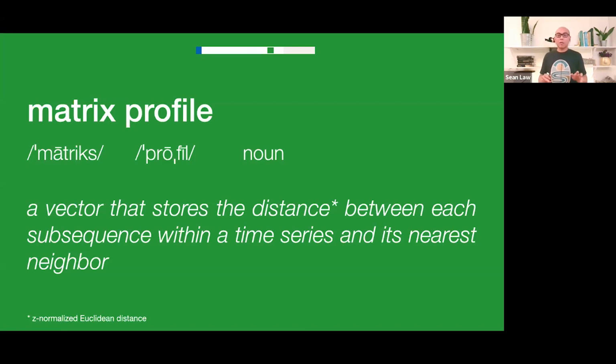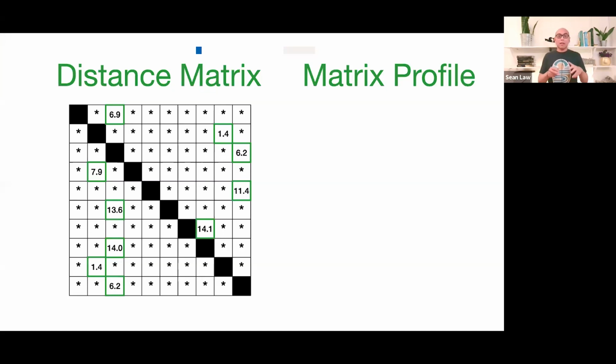I know I've said a lot of words there, but you actually know what this means. On the left-hand side, we have our distance matrix that we've seen before, and the matrix profile is nothing but pulling out all of those green boxes, which is your nearest neighbor, and storing it in a vector.